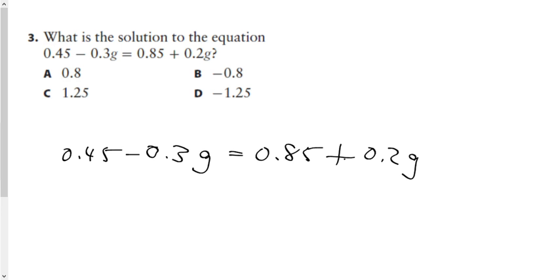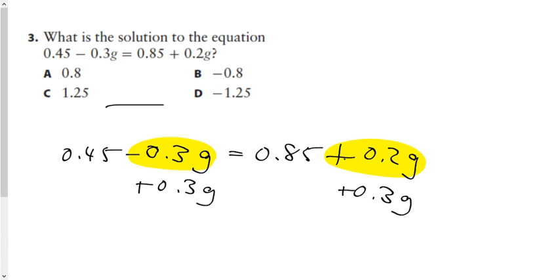But here I have a negative 0.3g, and here I have a positive 0.2g. Generally speaking, if you get rid of it on the side that you have the least amount, you're going to leave your coefficient of your equation positive. So that's a general rule, but it's not always followed. So I'm going to add 0.3g to both sides. If I think about what that does, it's going to maintain balance. We're going to keep this balance, but it's going to get rid of that entire term. Leaving me with 0.45 is equal to 0.85 plus.